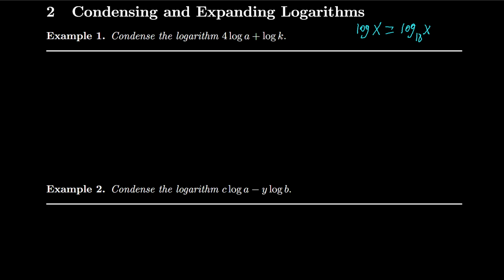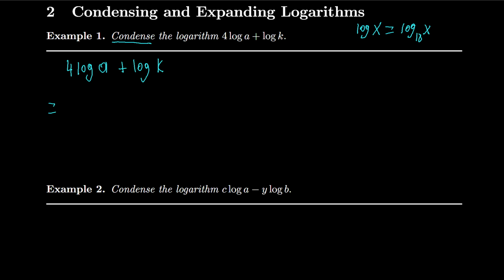But what we want to do is use those three properties to condense this, which means write it as a single log. Condense means write as a single log. So we're going to go ahead and write this out first. So this is 4 times the log of a plus the log of k. And we're going to notice that the first thing we want to take care of when we're condensing is the multiplications. So we can use that third property that says, well, the log of something to another power, we can just write that out front. Well, that's what we've done here.